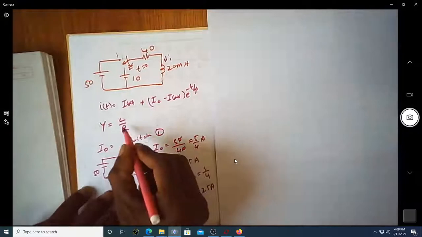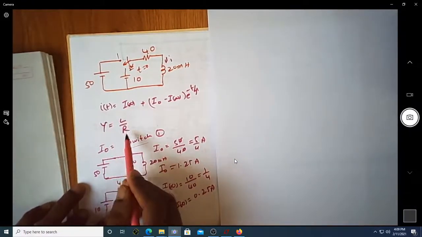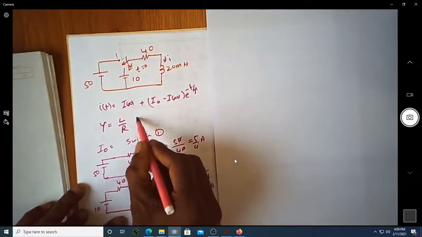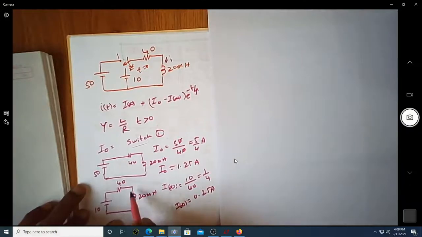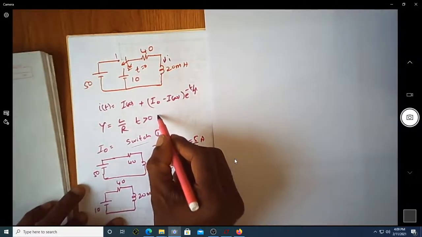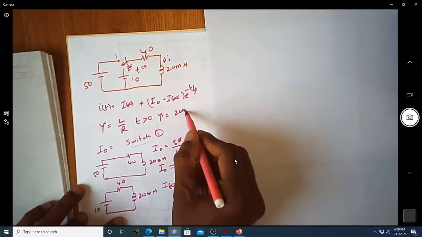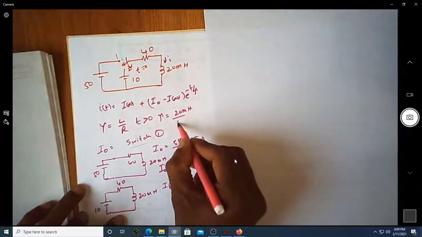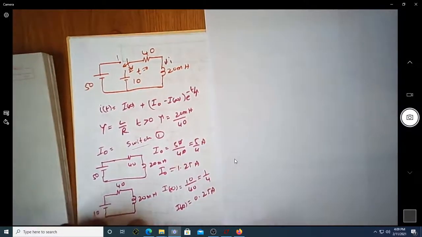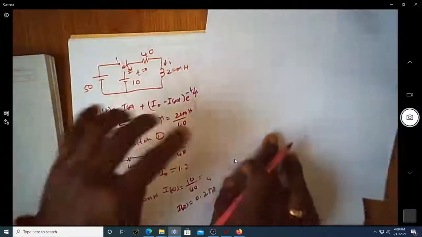Now we know I naught and I infinity. Now I need to know the value of tau. Tau is the value of L by R when t is greater than 0. When t is greater than 0, you have this as the circuit diagram. Then tau will be equal to L, which is now 20 millihenry, divided by R, which is 40 ohm.